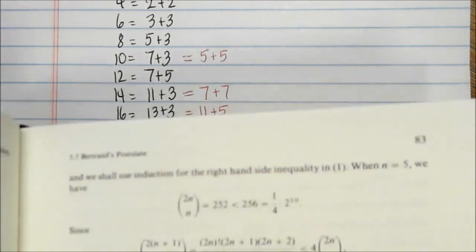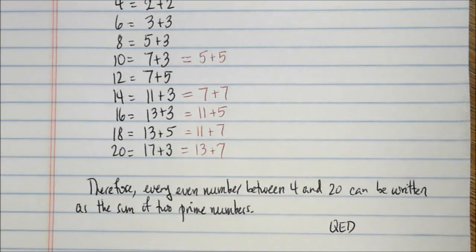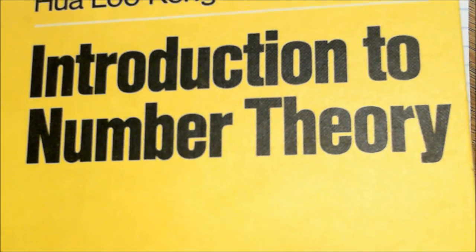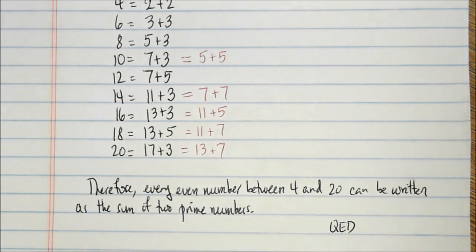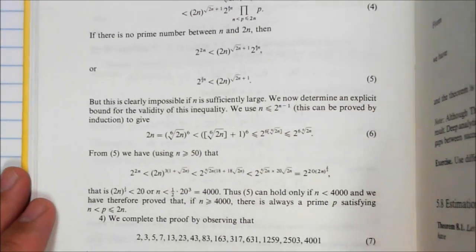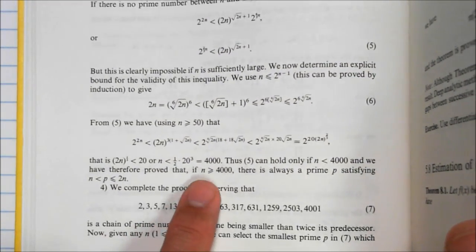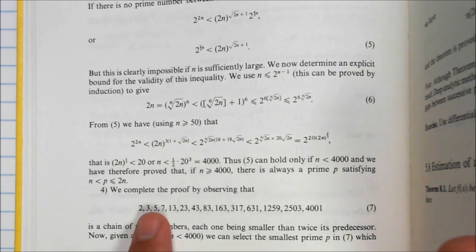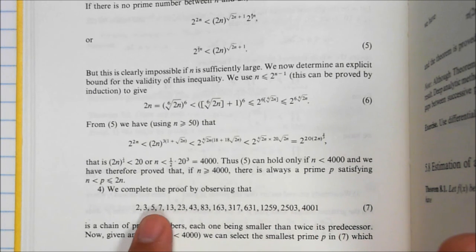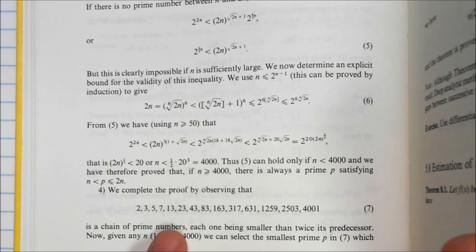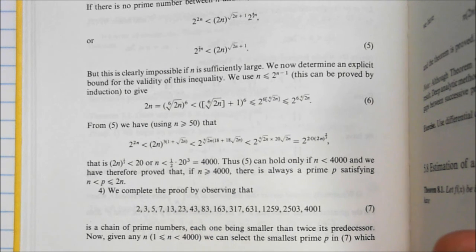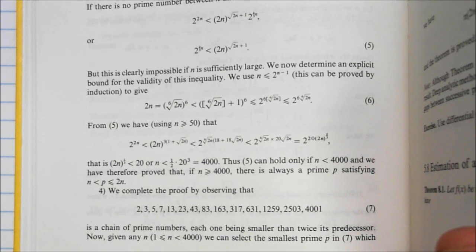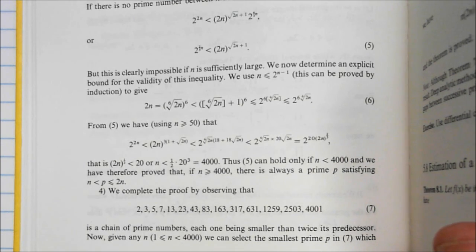Now, the proof of this is actually pretty long, as you can see, and pretty hairy. There's a lot of stuff here, and this is taken from the textbook Introduction to Number Theory by Hua. What I wanted to point out is that the first part of the proof is showing that it always holds for n greater than or equal to 4,000, and then the end of the proof lists out directly a string of numbers such that one prime number is less than twice the next prime number. So that's a very constructive end of the proof.